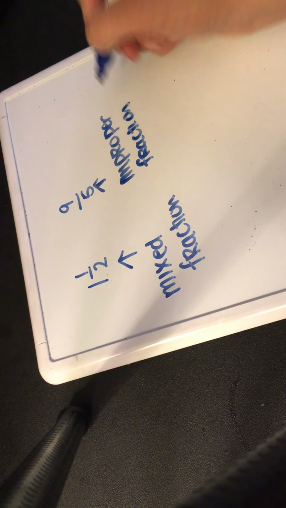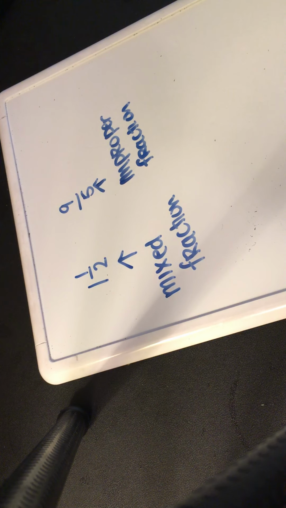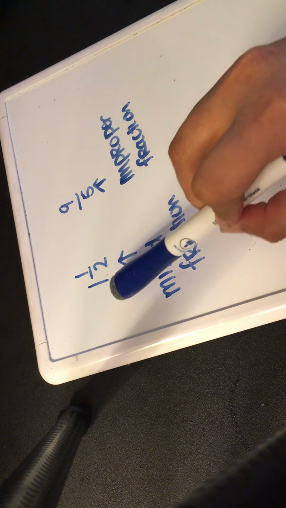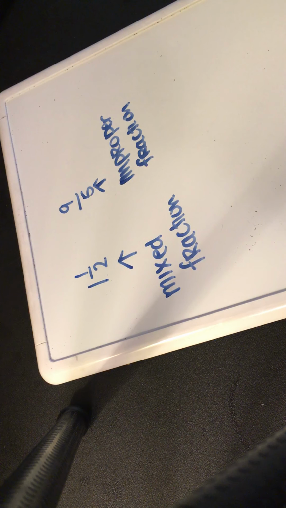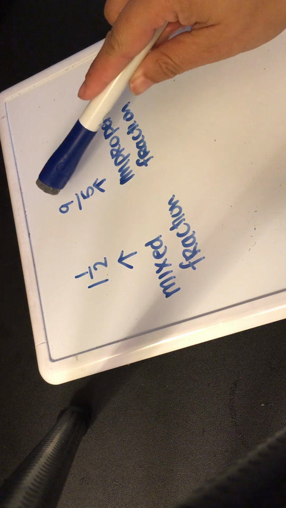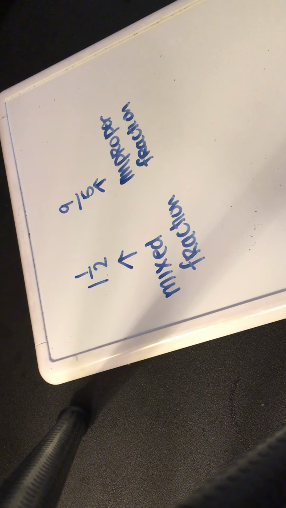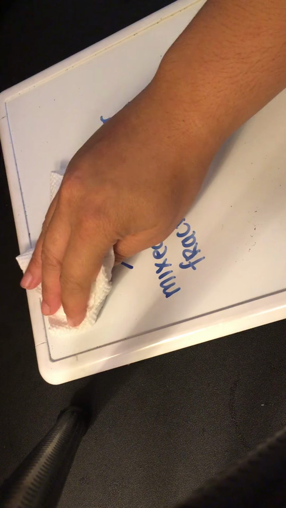So how do we know which fraction is a mixed fraction and which fraction is an improper fraction? To decide which one's which, when it comes to your mixed fraction, you'll always have a whole number and a proper fraction. Whereas in the improper fraction, your numerator will always be greater than your denominator. So that's the difference between a mixed fraction and an improper fraction.